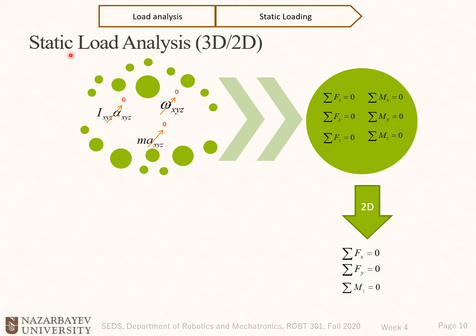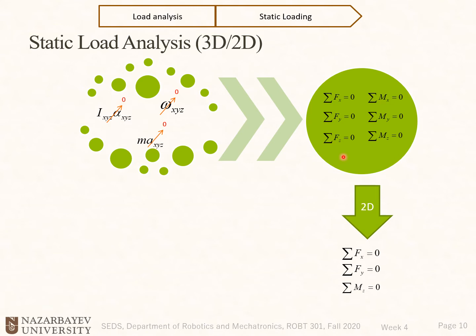So if you go back to the formula we developed in the previous slides, and just substitute alpha and a, or angular acceleration and linear accelerations, with zero, then you will end up with these equations. Sigma Fx equal to zero, sigma Fy equal to zero, sigma Fz equal to zero, sigma Mx, My, and Mz equal to zero, yes? So this is basically a set of equations we could use for a static analysis in three-dimensional cases.